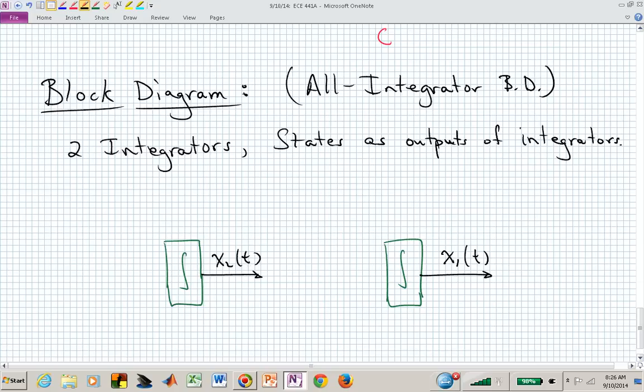Now here is some really intense calculus. What's the input to those integrators if the outputs are x1 and x2? x1 prime and x2 prime, the derivatives of those two signals. I'm going to switch the notations up on you occasionally, but let's say we have x2 dot and x1 dot.